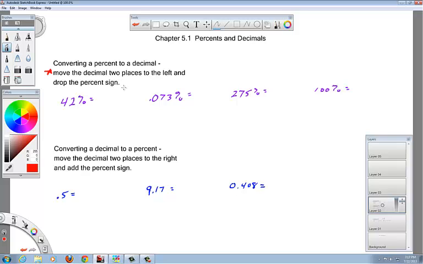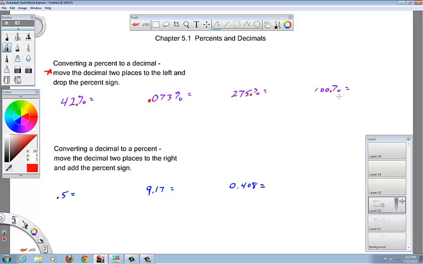But you got to know where the decimal is. So let's just go through here, just for the heck of it, and put the decimal where it is. 42%. If you don't see it, it is right there. This one is visible, so it's obviously right there. 275 is here. 100% is here.